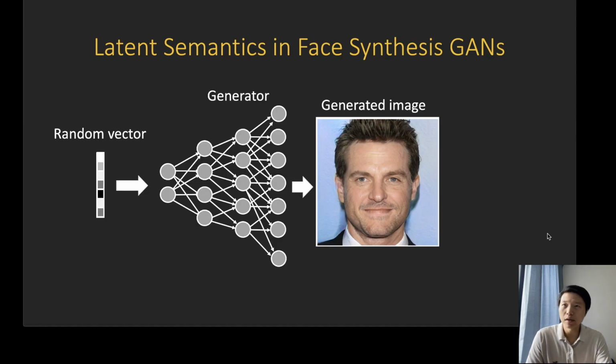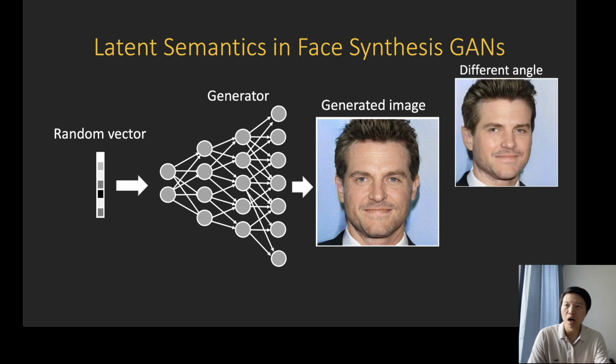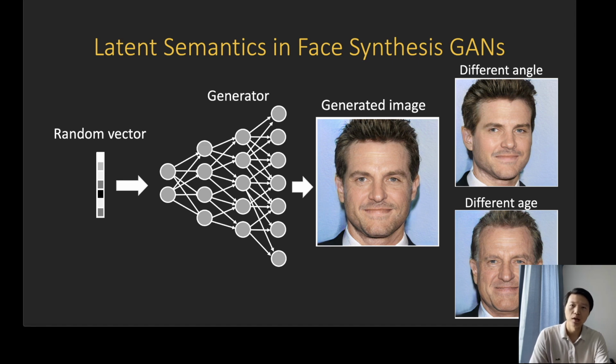So let's take a look at another generative representation. Here we have a generator trained to synthesize faces. Given these random vectors, this generator will synthesize a realistic face. But one issue with this face generator is that we cannot change the semantics. There is no way that we can get a different angle for the person, or a different age for the output image.